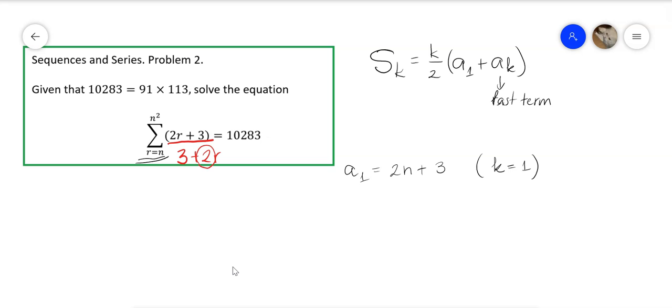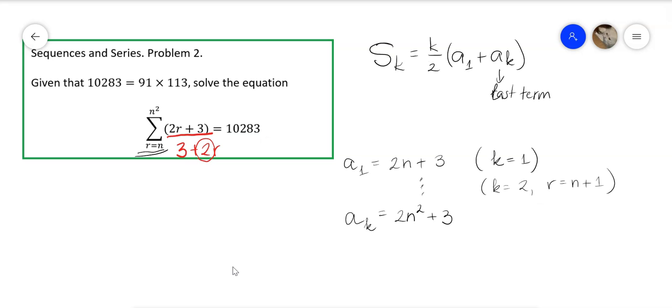The second term of the series is formed by substituting n plus 1, so when k equals 2, r equals n plus 1, and so on. We're not really interested in the intermediate terms because for our formula we need the first and the last term. So the last term a_k is formed when we substitute n squared for r, and that's 2n squared plus 3. Alright, the next thing we need to work out is the number of terms k.